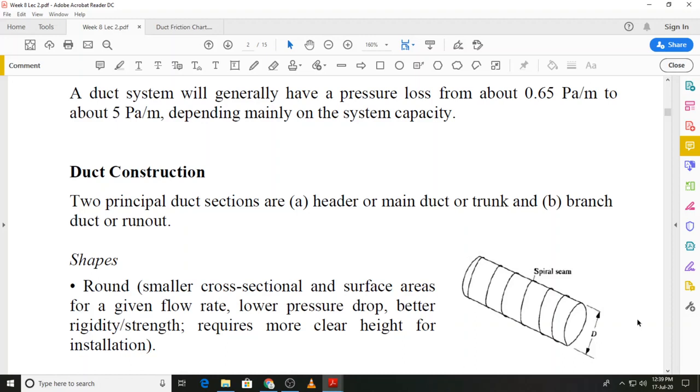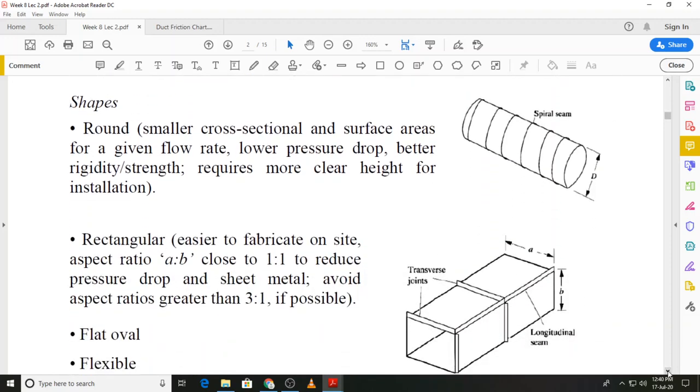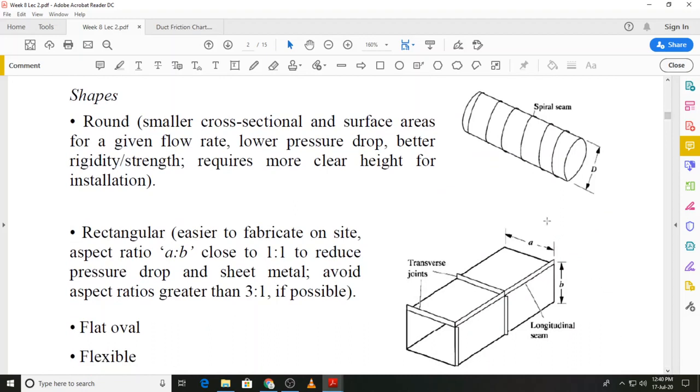If you look at the construction of duct, there are two principal sections of a ducting layout. One is the header or main duct, and the other are branch or runouts. So we have branches which take off from the header or the main duct, and then they are connected to the diffusers in the respective spaces in the zone. The shape of the ducts that are used, there are three principal shapes, of which two are the most commonly used, that is round and rectangular.